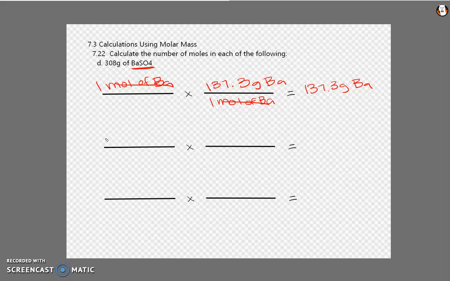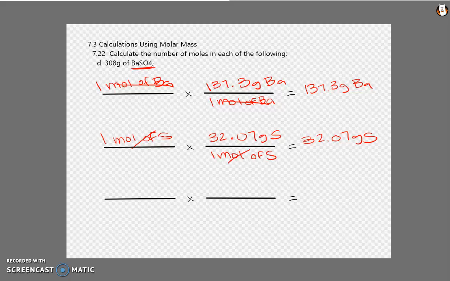Next is sulfur. Sulfur also doesn't have a number next to it, so it's going to be just 1 mole of S. Multiply that by how many grams are in it, and in sulfur, it has 32.07 grams. And then you would put 1 mole of sulfur, and then it would equal 32.07 grams of sulfur, because this cancels out again.